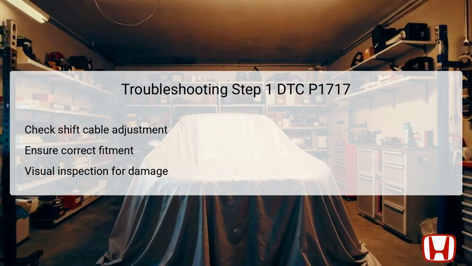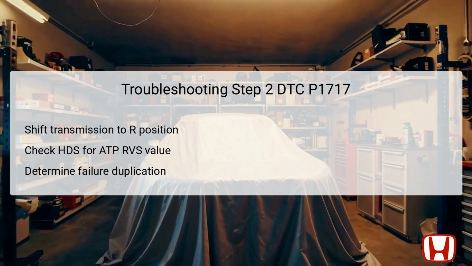In the second step of the troubleshooting process, the technician is required to shift the transmission to the R reverse position. This action is necessary to test the signaling of the transmission range switch and ensure that it accurately communicates the shift position to the TCM.